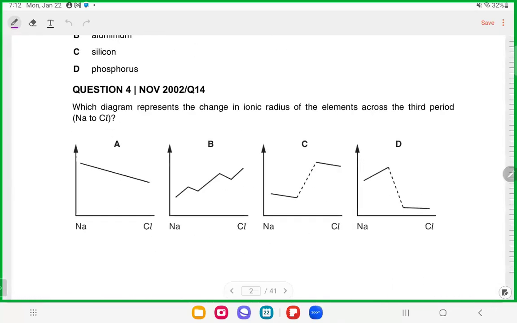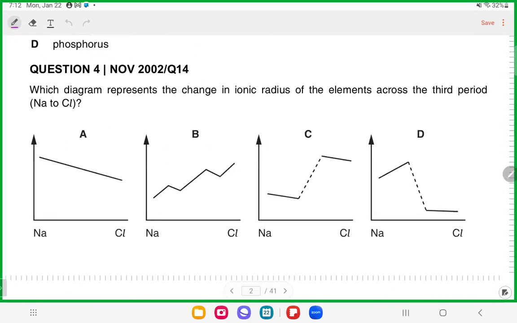Okay, which graph? Which diagram represent the ionic radius? Yes, positive ions and then the negative ions. So the right answer is C. You remember Na positive, Mg2 plus, Al3 plus, Si4 plus, and then you have P3 minus, S2 minus, and Cl1 minus.